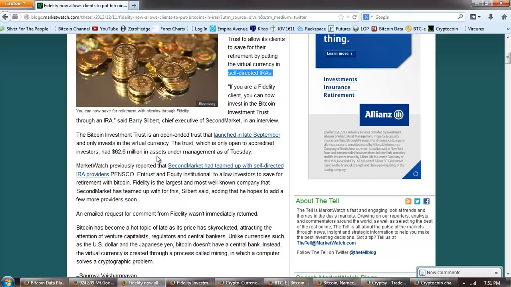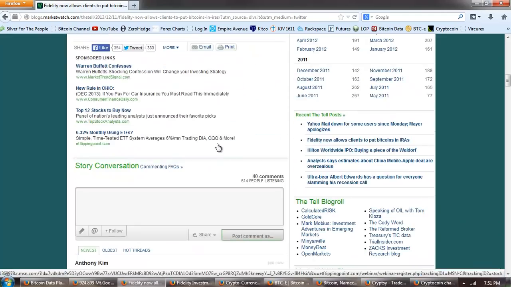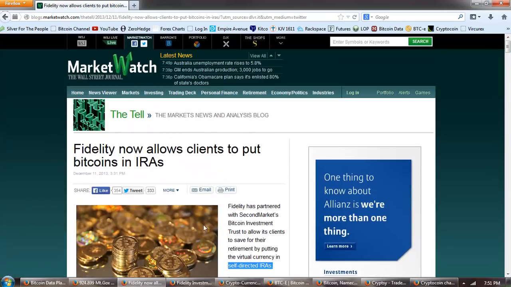The Bitcoin Investment Trust is an open-ended trust that launched in late September and only invests in the virtual currency. The trust, which is only open to accredited investors, had $62 million in assets under management as of Tuesday. And I'll let you read the rest of the article. So we're going to find out if that's legit.